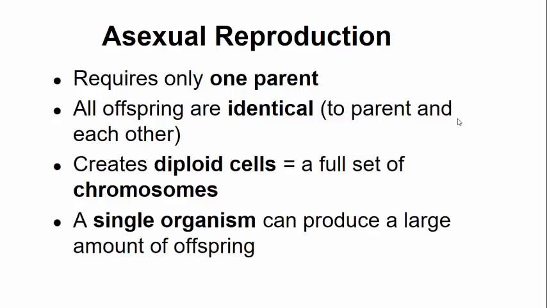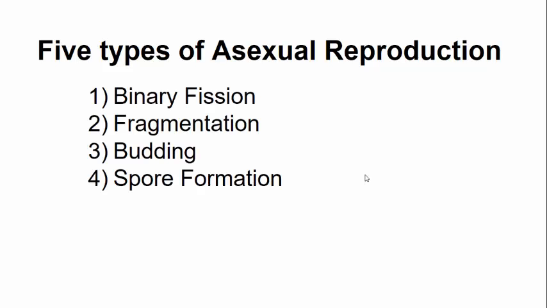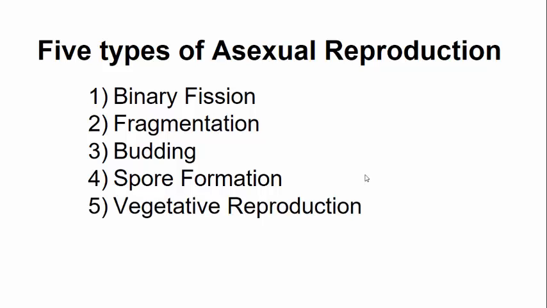Now, one of the advantages of asexual reproduction is that if you have a single organism in an environment, it can produce a large amount of offspring just simply by going through mitosis multiple times. There are 5 types of asexual reproduction: binary fission, fragmentation, budding, spore formation, and vegetative reproduction. We're going to look at each one in detail next.